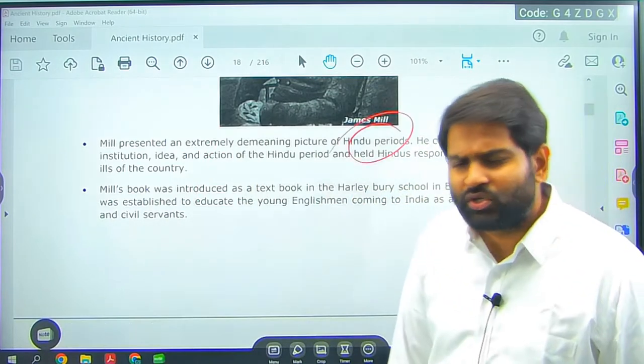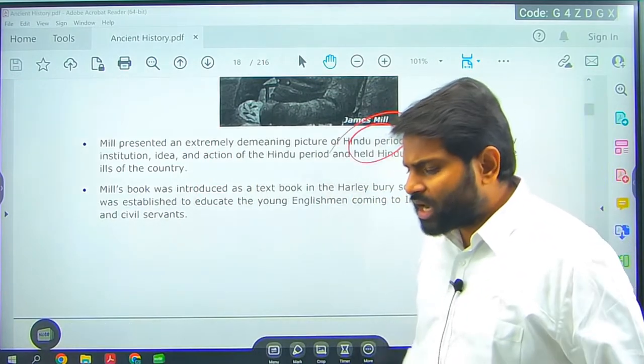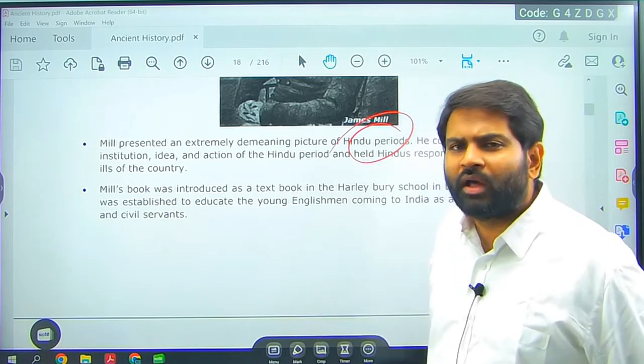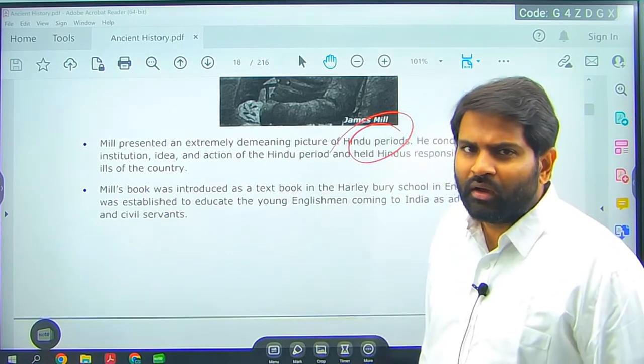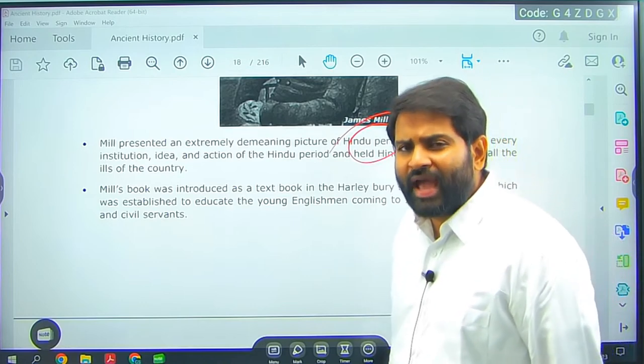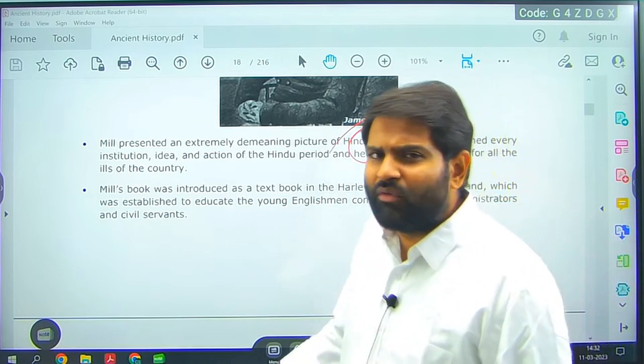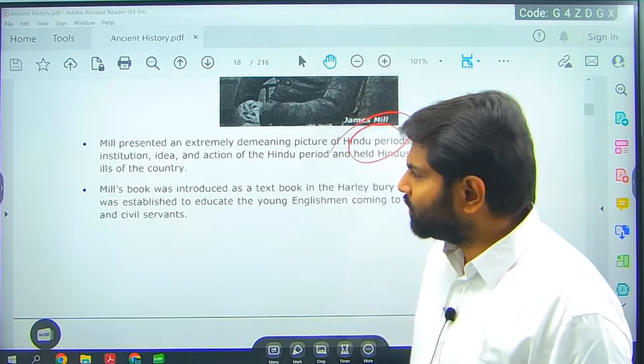He condemned every institution. He spoke about women, he spoke about caste, he spoke about politics, he spoke about every other institution, right? Whatever knowledge we had in our history way back was demeaned, looked down upon.